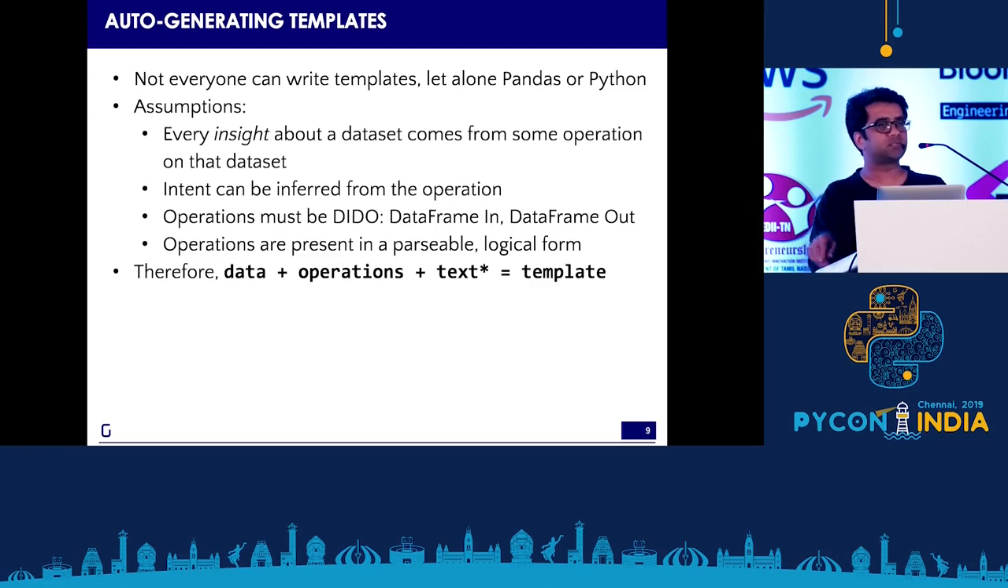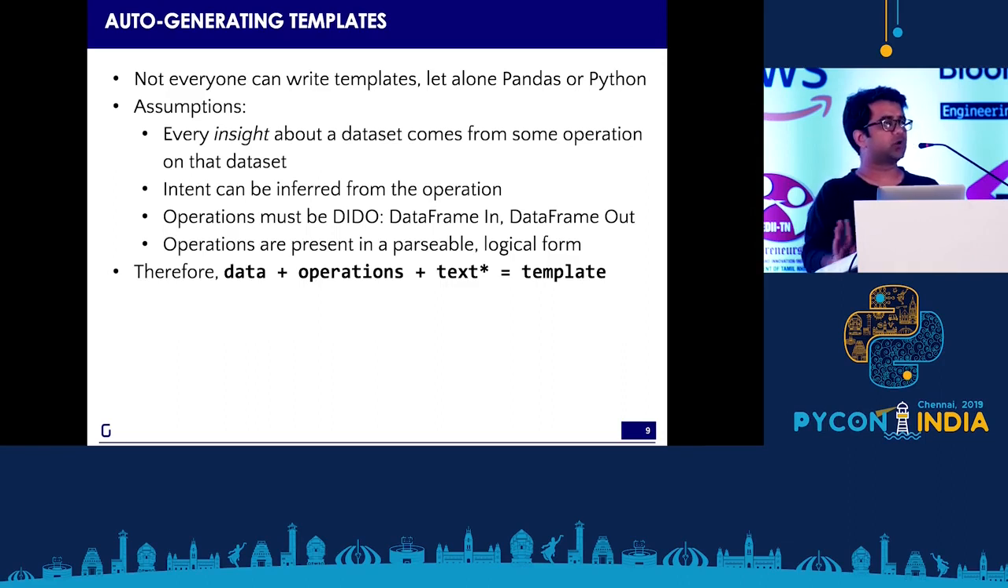Now this process itself has certain assumptions. Everything that you say about the data comes from some operation on the data. You have to eliminate all the things that you know from your domain. That is something that comes into the picture later. But the idea is that if NLG is to work, then all the insights that you might want to communicate about the data have to come from some operation on the data itself. It can't come from a third-party source. Intent can be inferred from the operation itself.